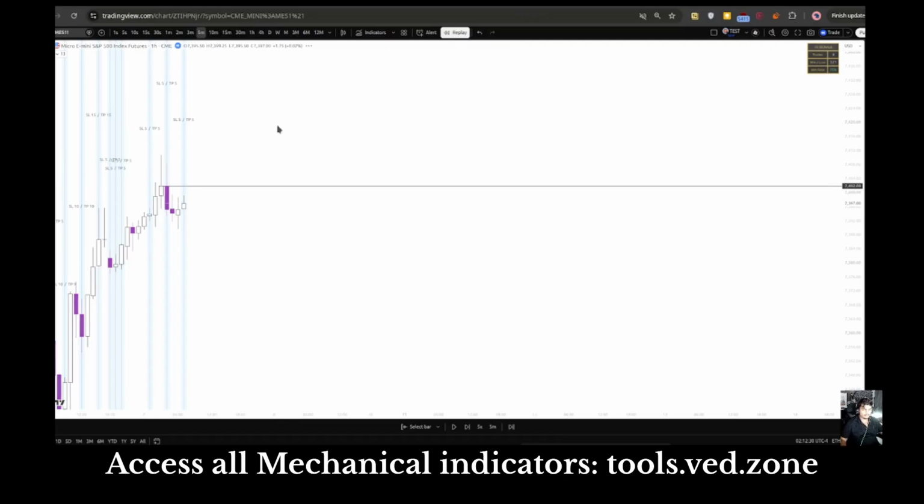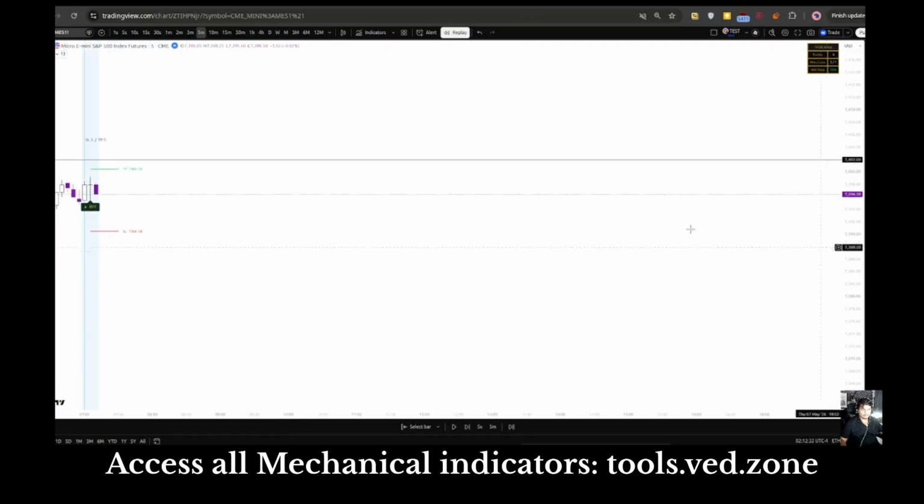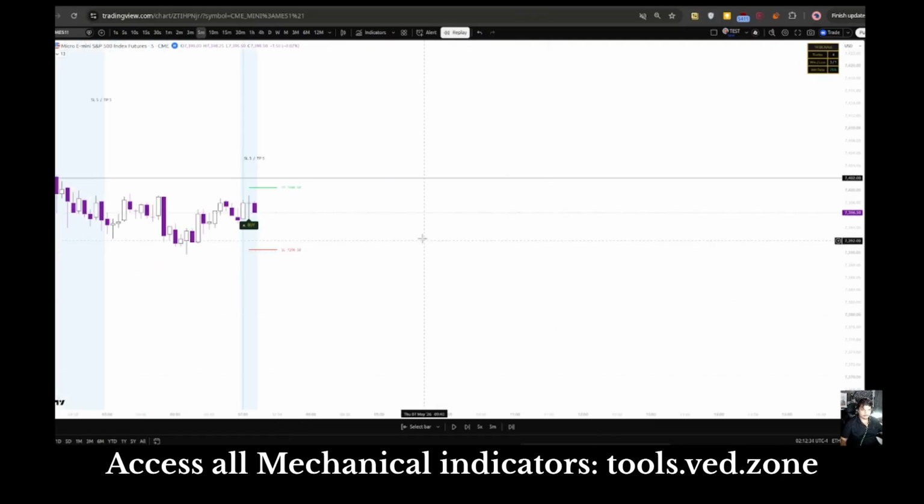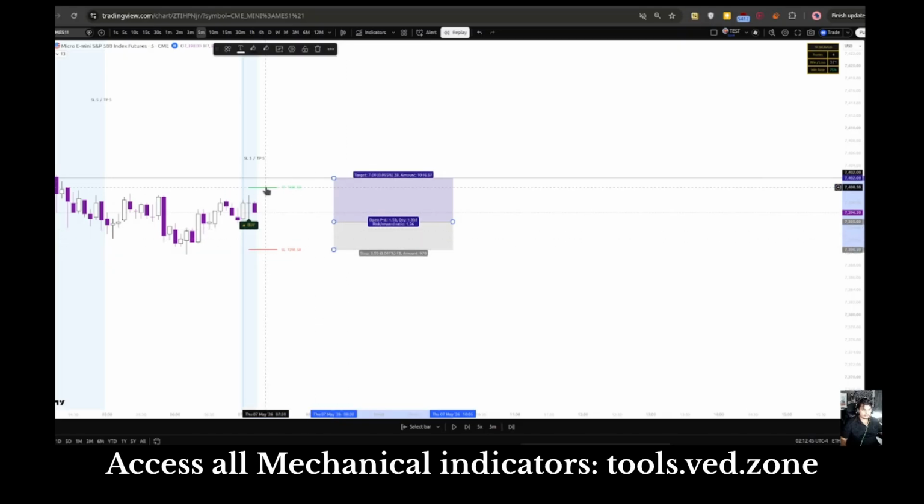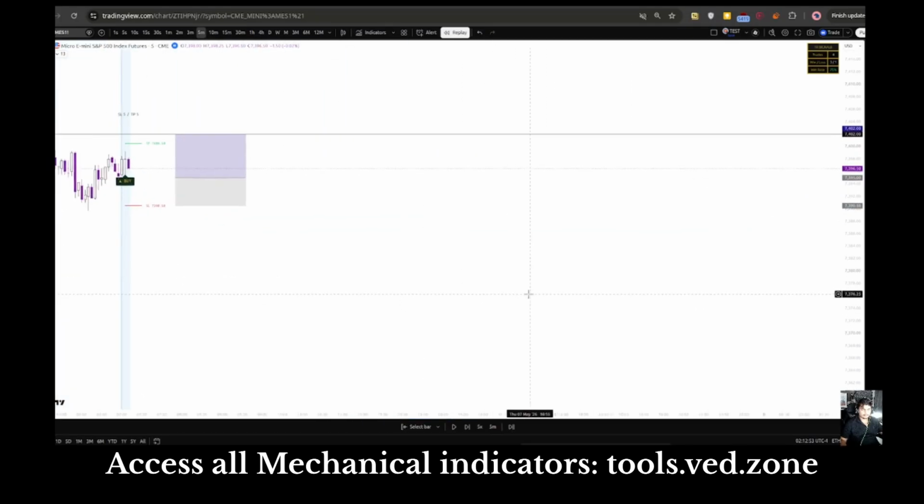So going to the 5-minute chart, I would have taken this long. And my eventual take profit could have been this. But I would have taken the maximum position at this take profit level because the indicator said so, and moved the stop loss to break even. As simple as that. Now let's see what happens.